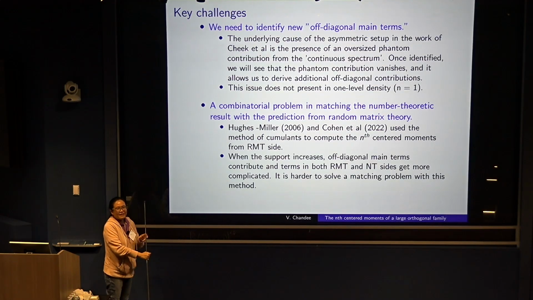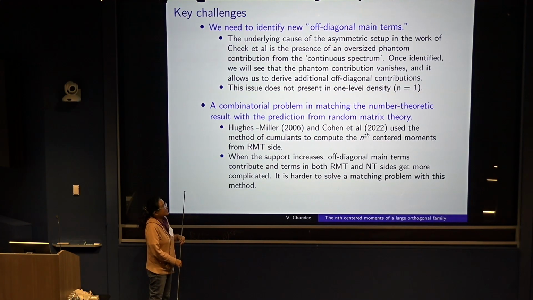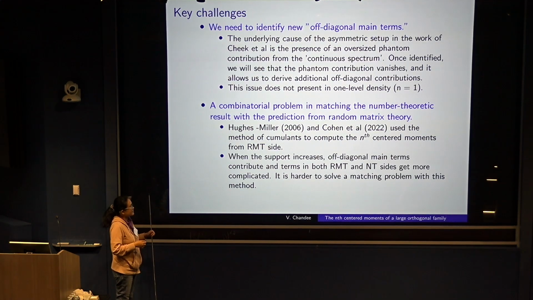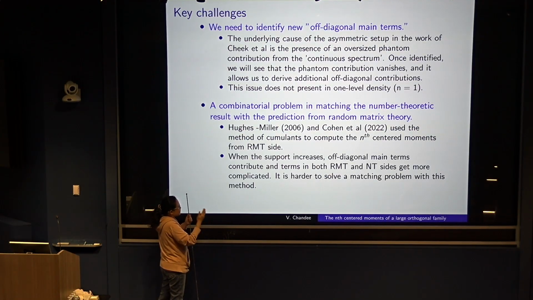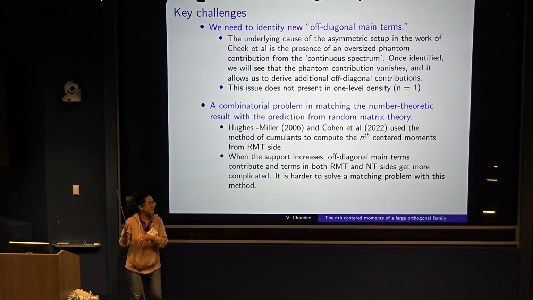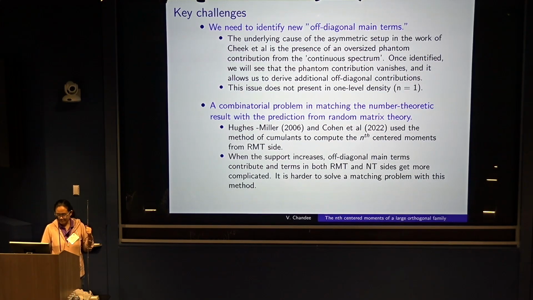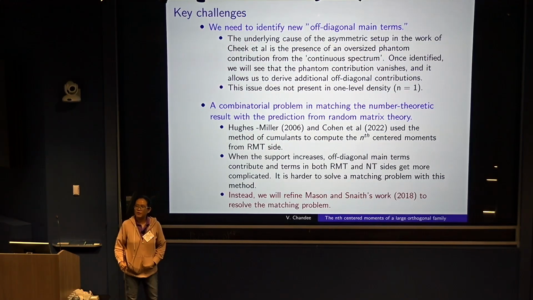Okay? So previously, Hughes and Miller, and in the previous work, Cohen et al., used a method called cumulants to compute the n-centered moment from the random matrix side. And it's great, but when the support actually gets larger, the off-diagonal main terms contribute, and the terms on both the random matrix side and the number theory side get more complicated. And it's harder to solve the matching problem. So instead, we will refine Mason's method to resolve the matching problem.